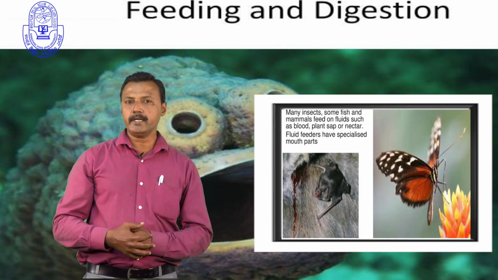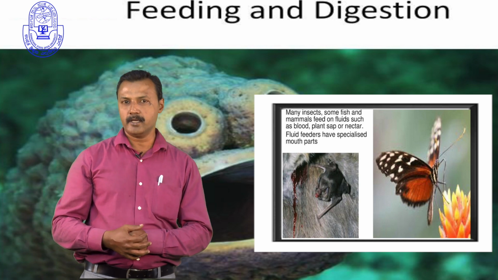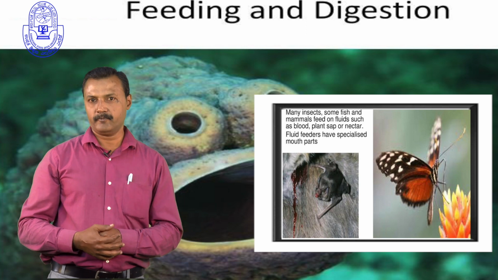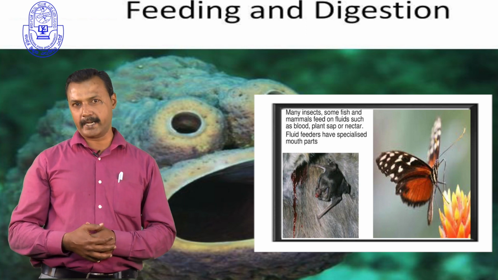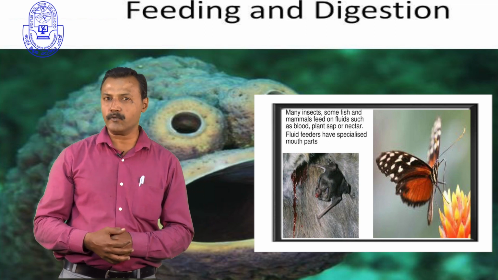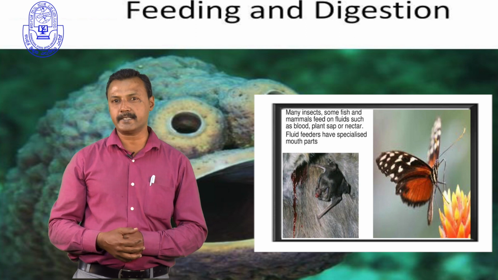The third type of feeding is fluid feeding. They obtain nutrition by consuming fluids of other organisms. These organisms can be hematophagous, feeding upon blood, or nectarivorous feeders, which feed on plant nectar.